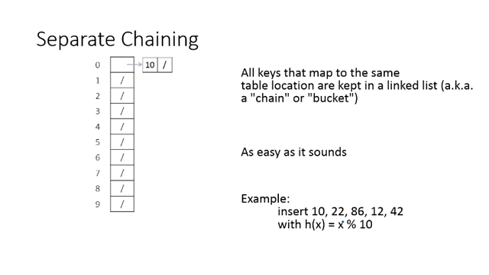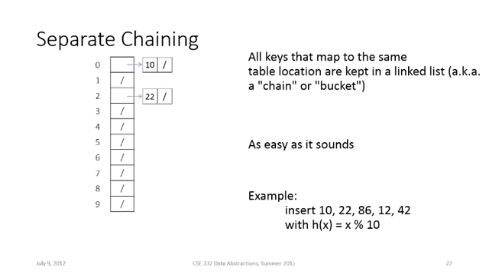The next element is 22. When you perform 22 mod 10, it will be stored in the second location. You will have a separate link. The next thing is 86. So you have 86 here.